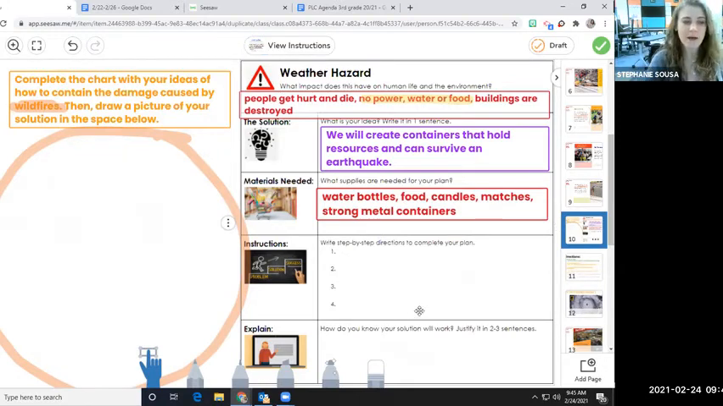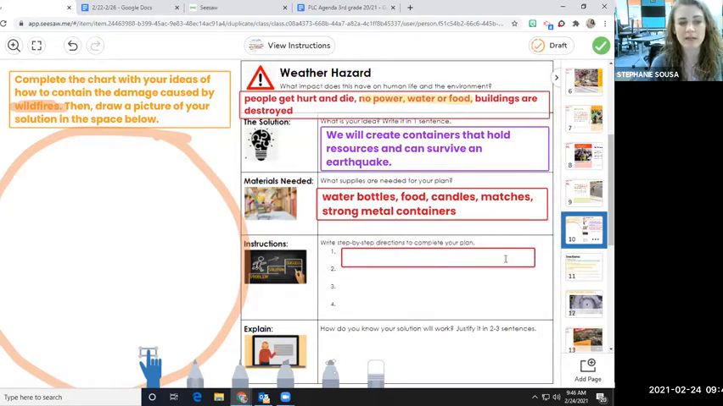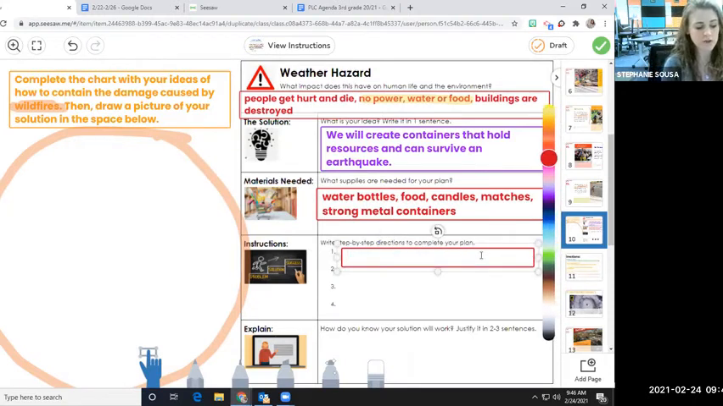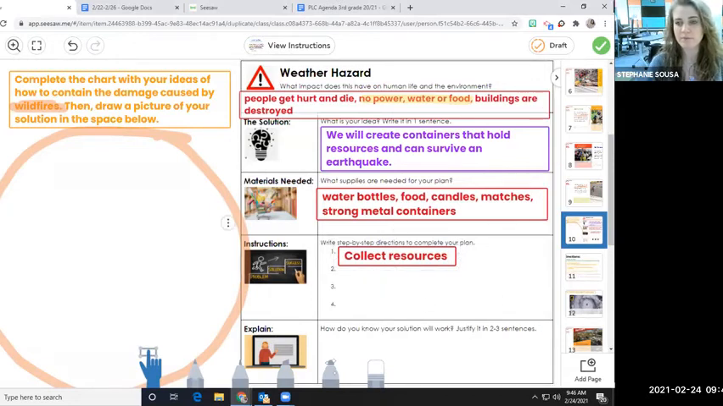All right, next up, write step-by-step directions to complete your plan. Okay, so we are going to write down how we're going to complete this. So first, we need to collect resources. Okay, there are many ways that we could do that. We could buy them ourselves. We could ask for donations. We could ask for government to help us, but in some way we need to make sure we have those resources together.